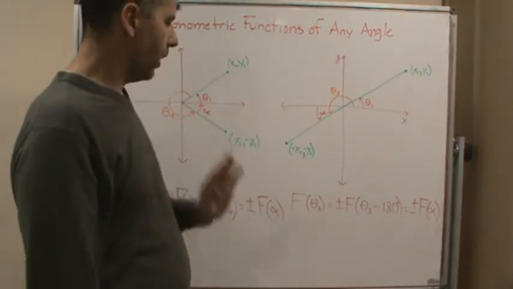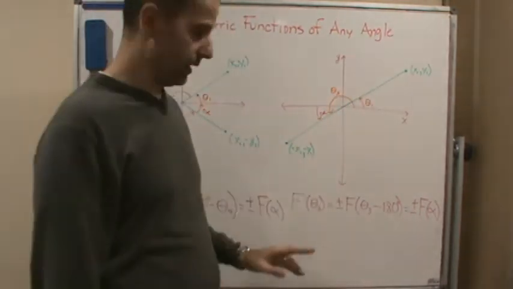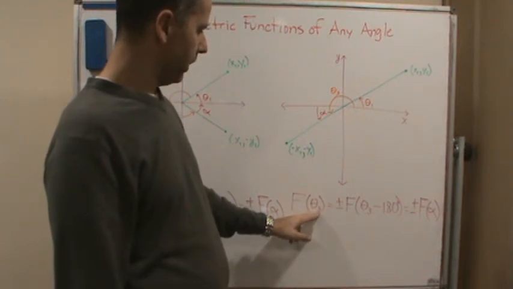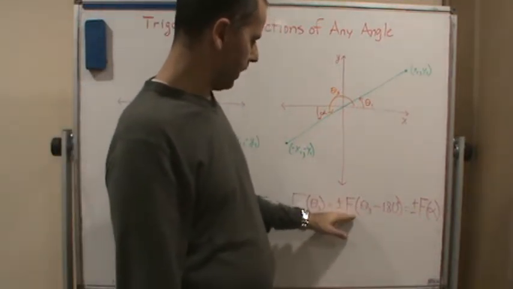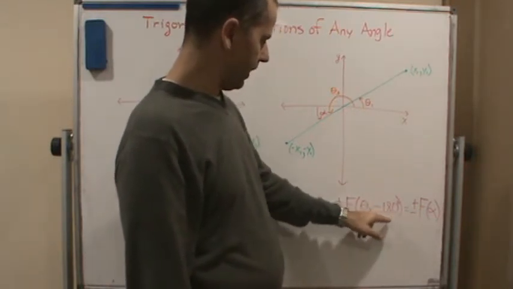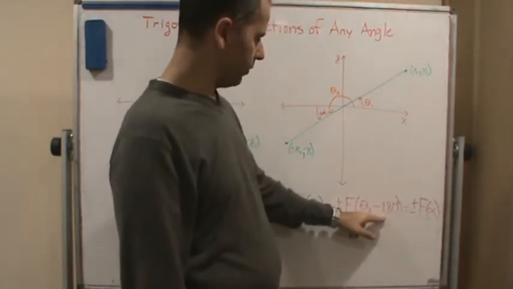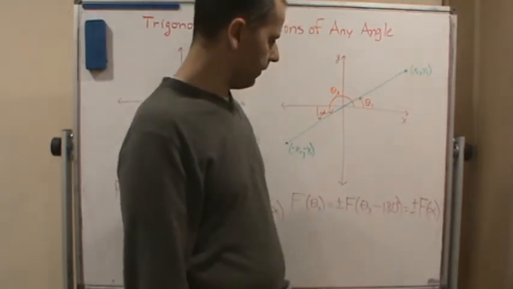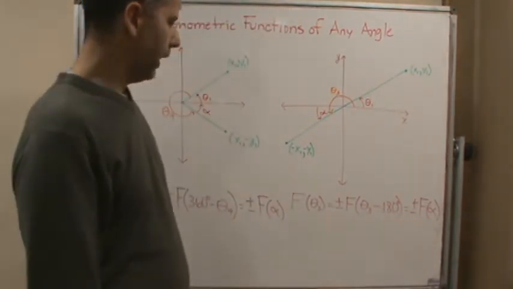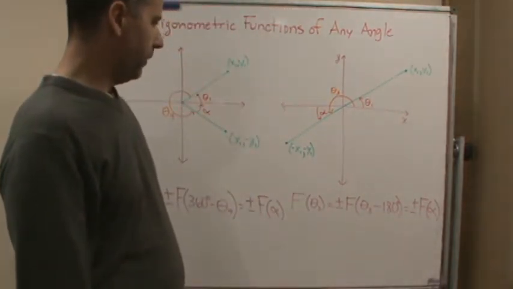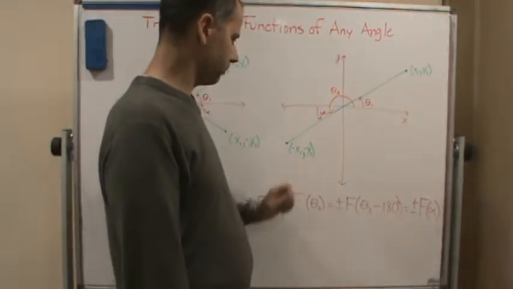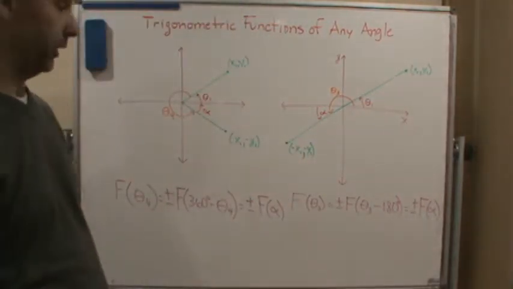And so all of these are connected in the fact that if we take a trig function of theta 3, that's going to be equal to plus or minus the trig function of theta 3 minus 180 degrees, which equals plus or minus the trig function of alpha. Now the only difference is going to be the sign, depending on the trig function.